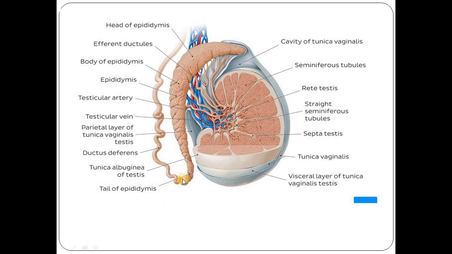Now from this tail of the epididymis, another duct will arise, and that is called your vasa deferens. This duct is called our vasa deferens or sperm duct. This sperm duct further opens into our urethra. So this is how the sperms are transferred.